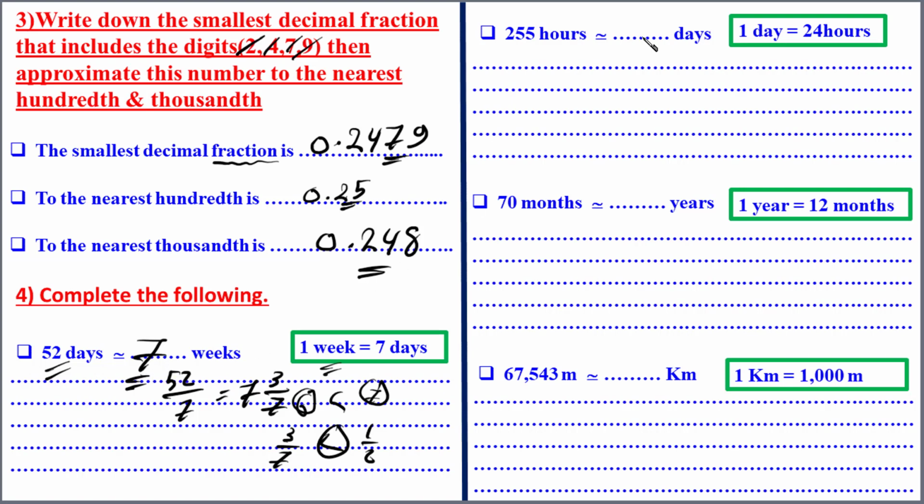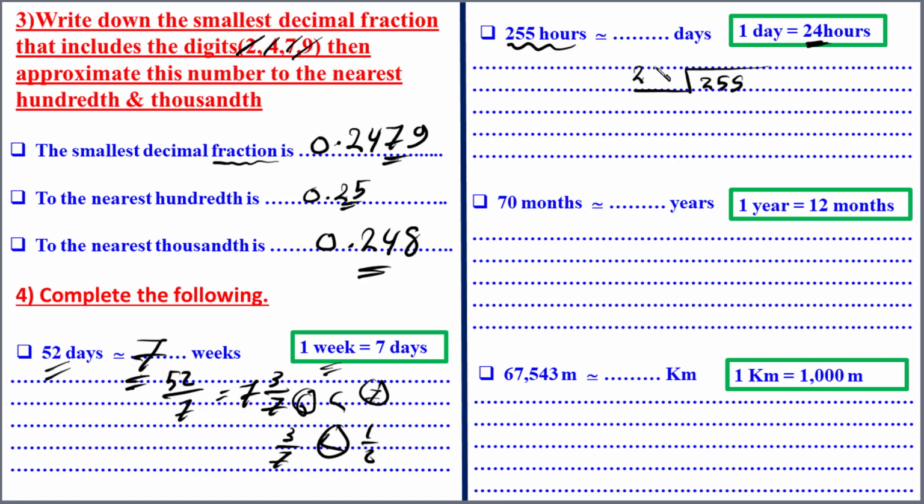In the same way, he said 255 hours approximately equals how many days? How many hours in one day? Yes, 24 hours. So you must convert hours to days. We will divide 255 by 24. We can use the long division we studied before in grade 4.